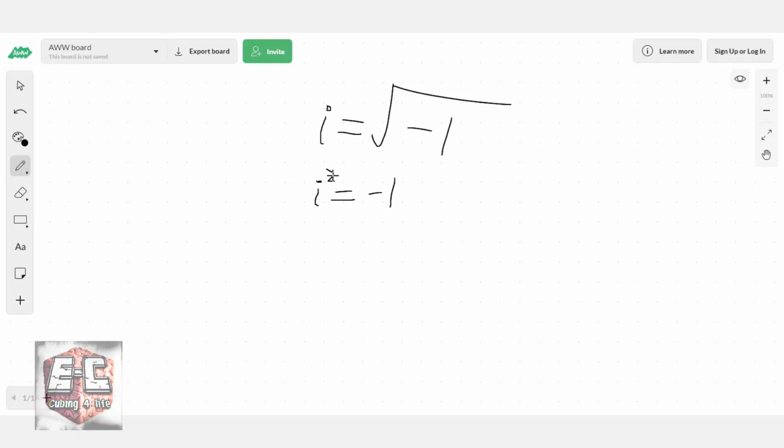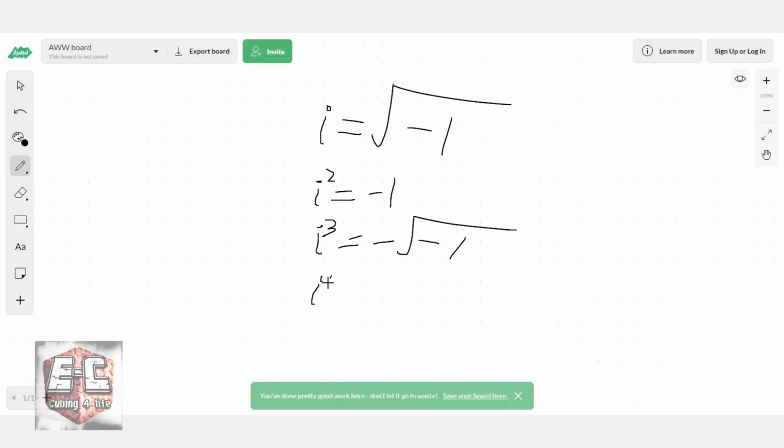And then if you do it again and make that i cubed, you get negative the square root of -1. Then you do i to the fourth, and that becomes just 1, because you're doing another square root of -1 times this, which creates a negative times a -1, which cancels out to a +1.